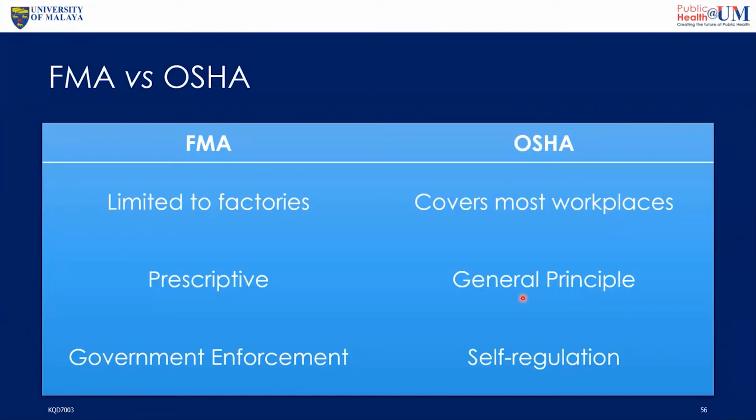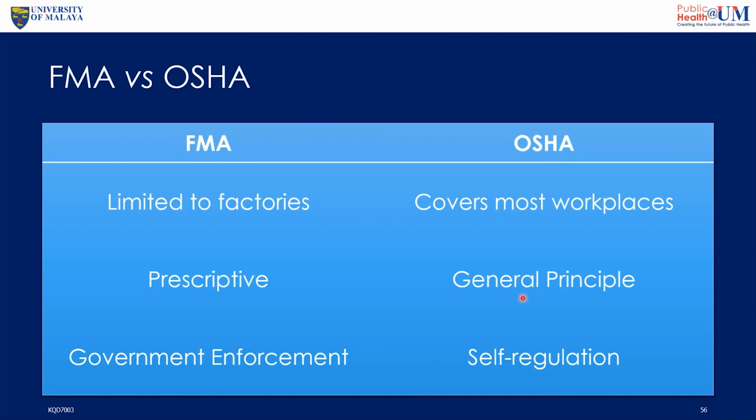Okay. So what's the difference between FMA and OSHA? FMA is limited to factories and also machineries. FMA is prescriptive. FMA is issued with enforcement. OSHA basically covers most workplaces except on board ship, in armed forces, and also domestic servants.